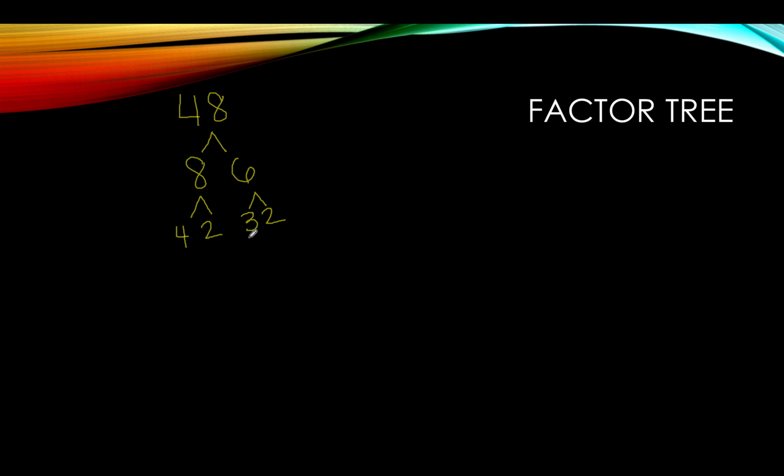Taking all the numbers that multiply. So 4 times 2 is 8, 3 times 2 is 6. 2 can't be made any smaller, however, 4 can. So I'm going to make it 2 times 2, which would then be 4. All of these values here are the factors of 48.